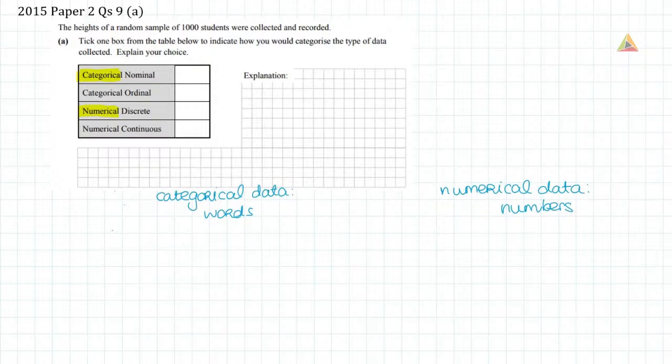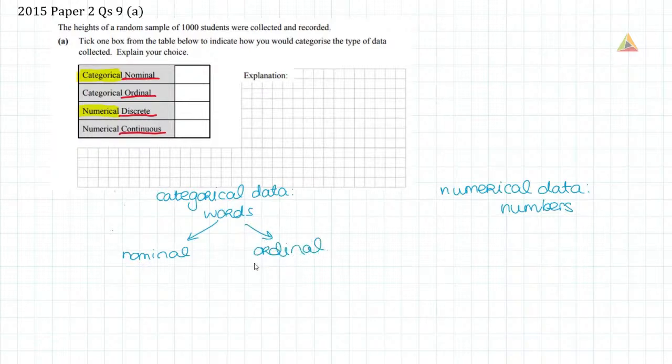But within each of those, we see there are two types of categorical data. So we see nominal and ordinal, and there are two types of numerical data. So we see discrete and continuous. So we need to know the differences between these as well. So when we're dealing with categorical data, we have nominal and we have ordinal.